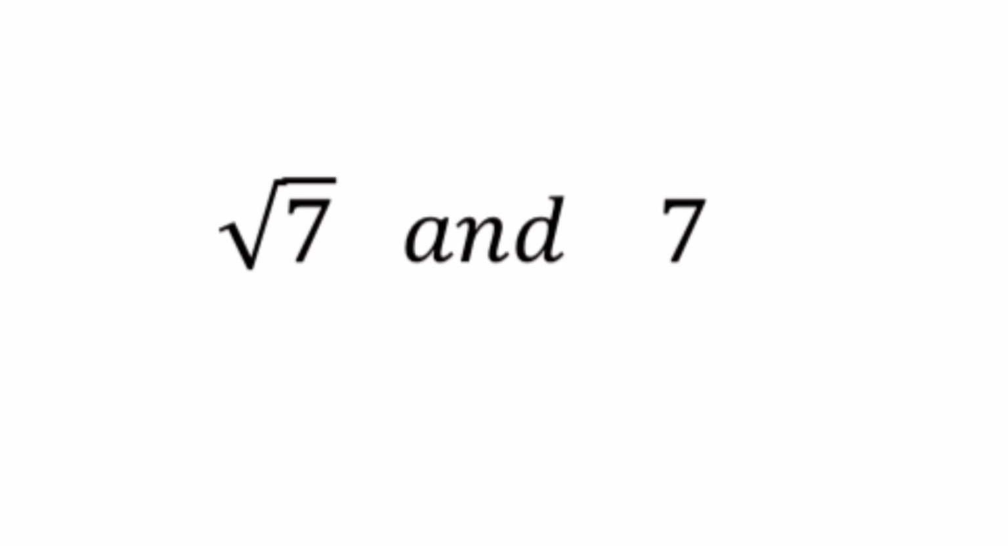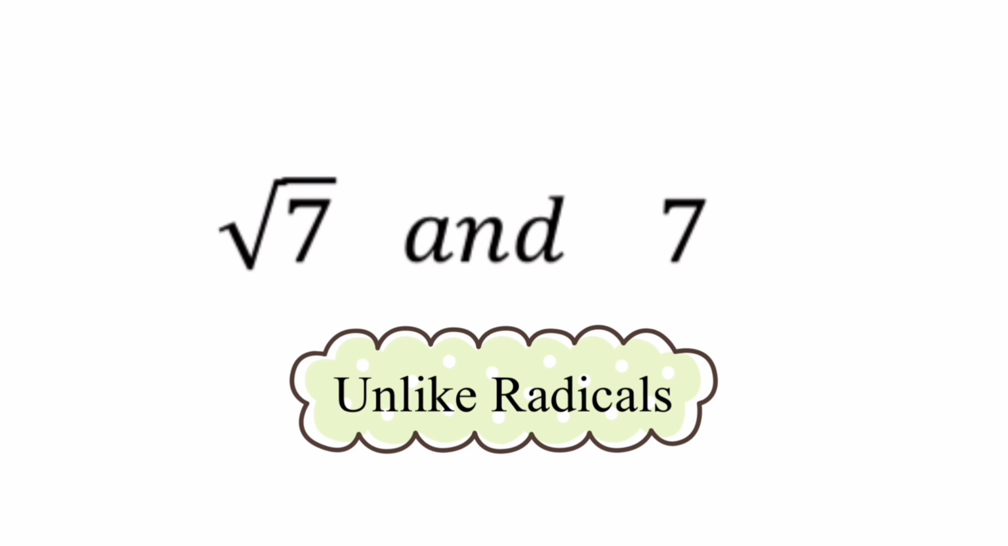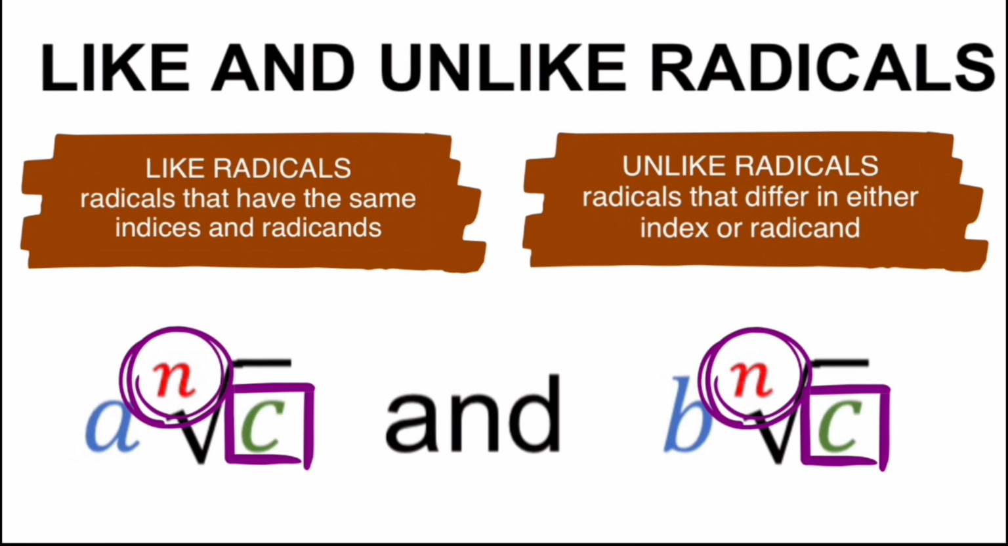Now, both of them are 7, but one is a whole number, while the other has a square root on it. So we can say that these two are unlike radicals. That is how we determine whether two radical expressions are like radicals or unlike radicals.